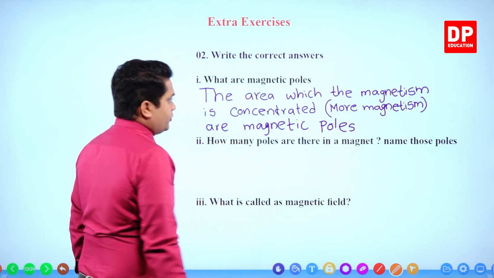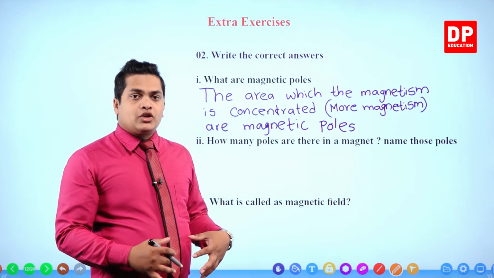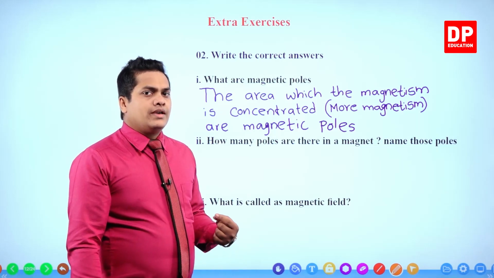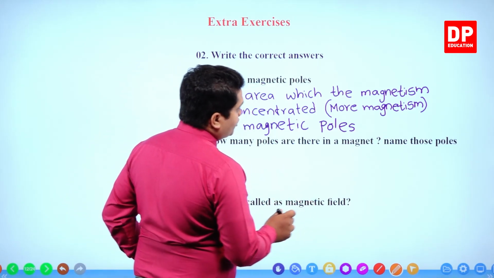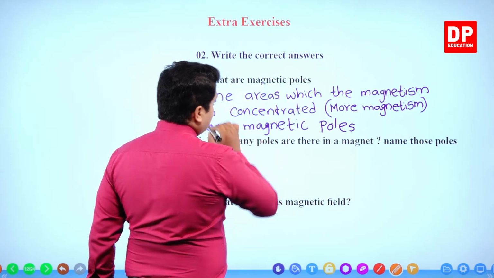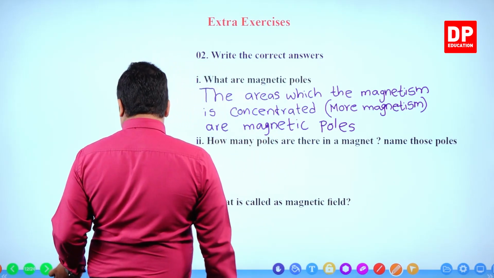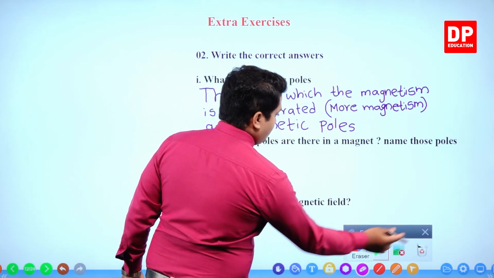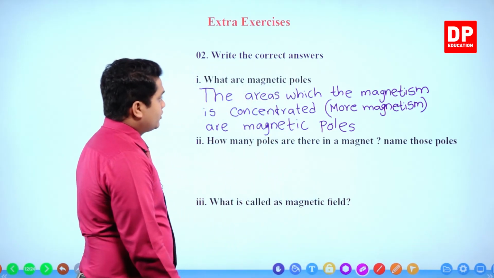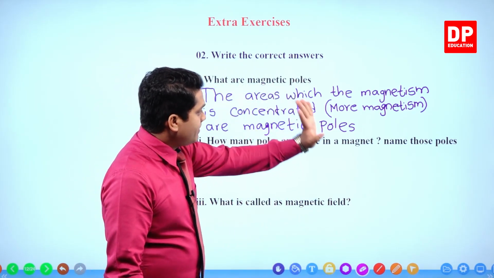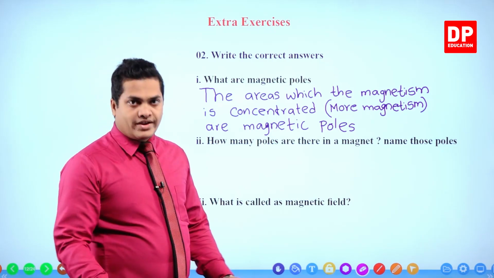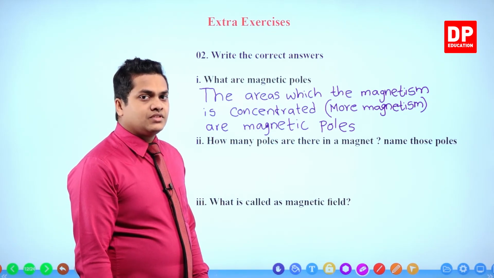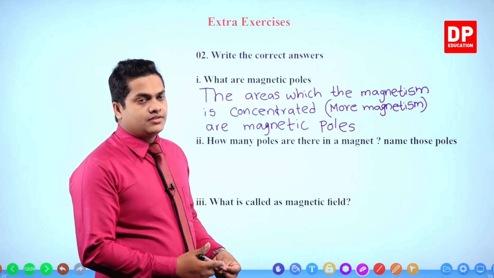So here, now you know that in a magnet there are two poles, right? There are two poles, north and south. So instead of this area, I'll mention the areas which the magnetism is concentrated, right? So here, yes, I'll include areas. The areas which the magnetism is concentrated or more magnetism are magnetic poles. So these are the magnetic poles. It is the area which has the highest magnetic field, right?